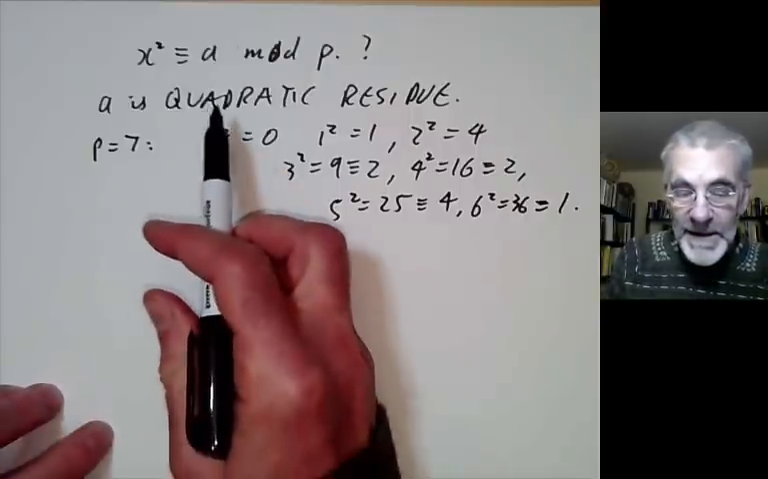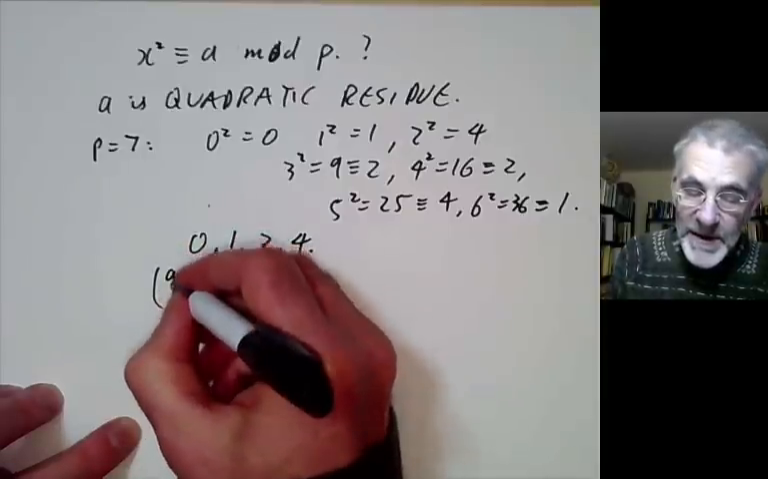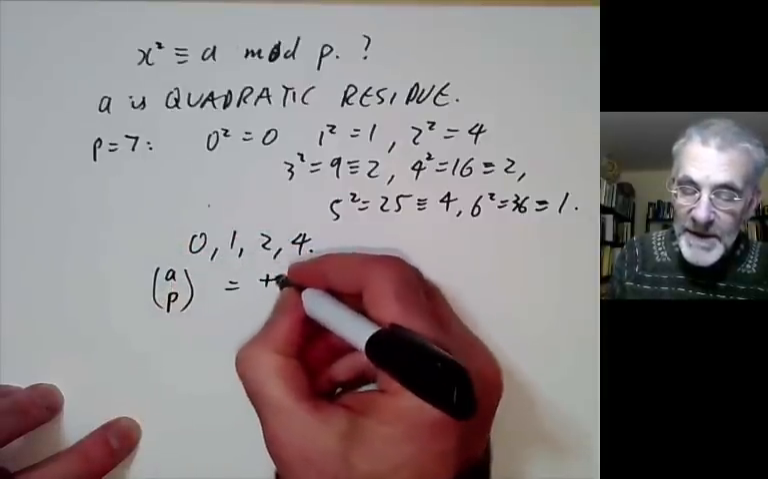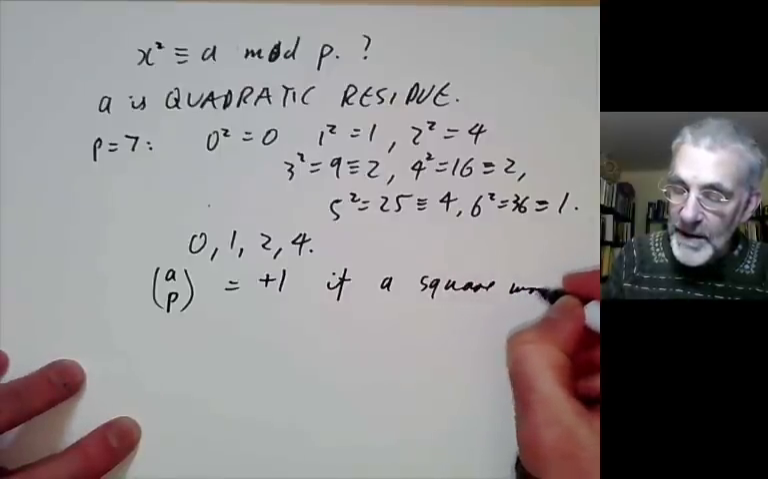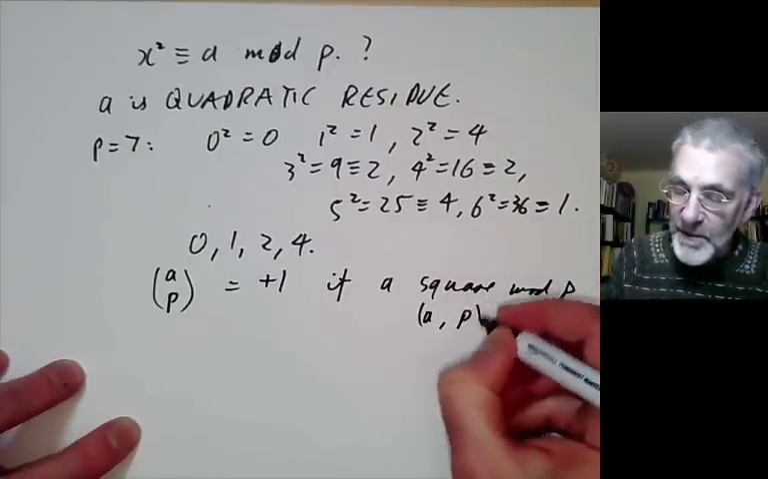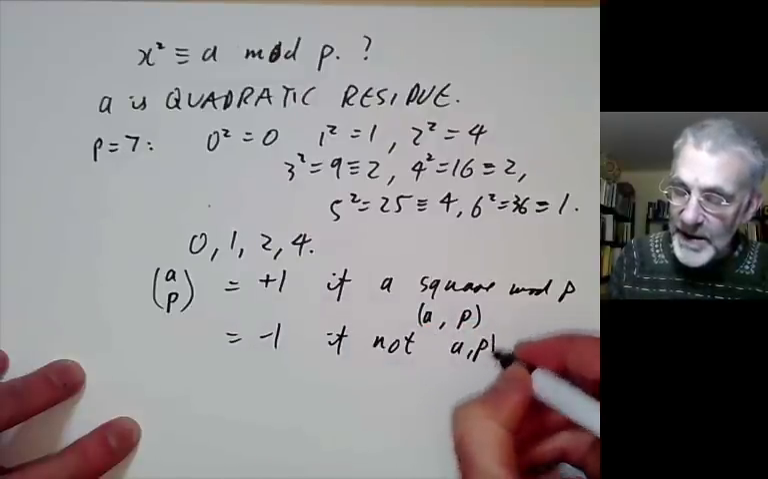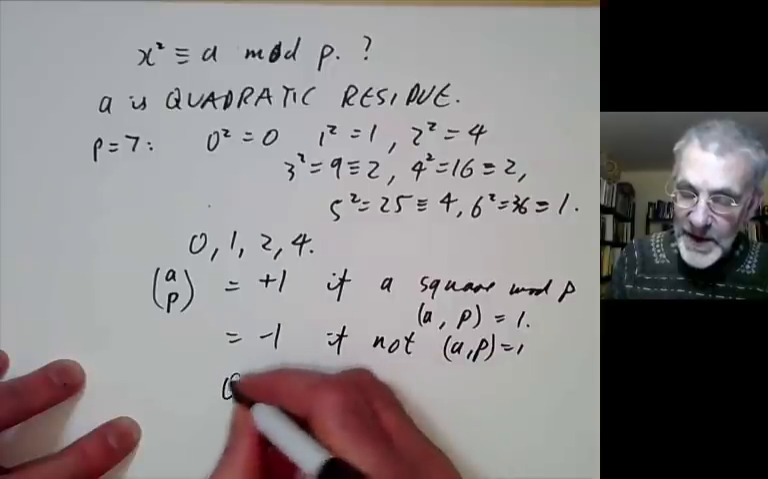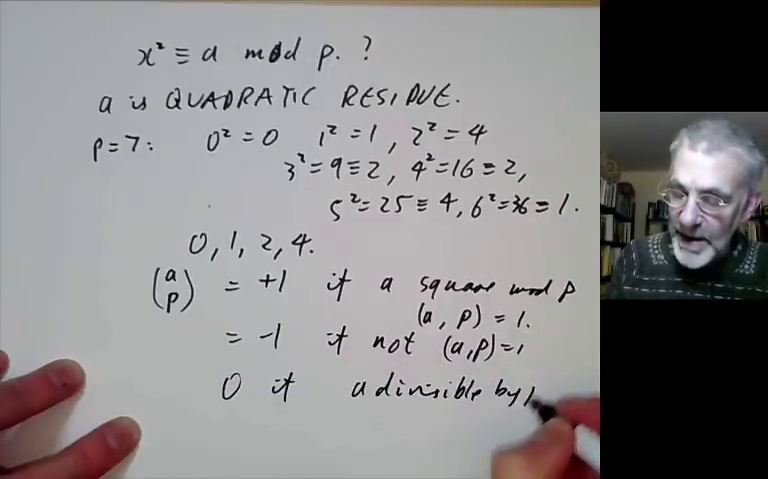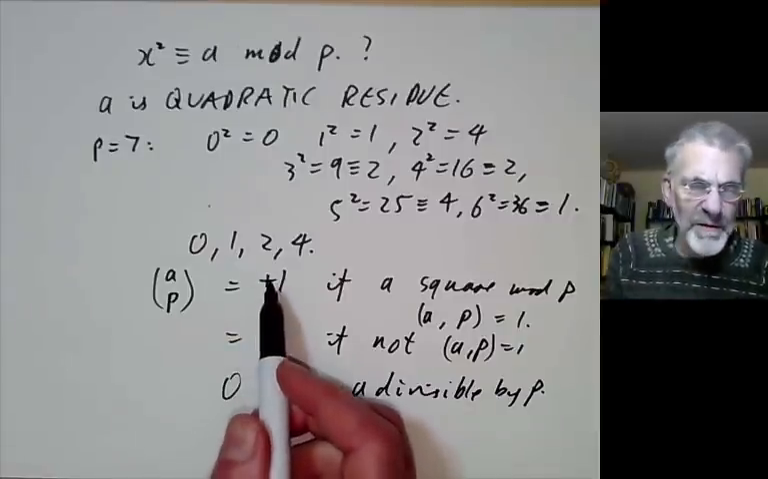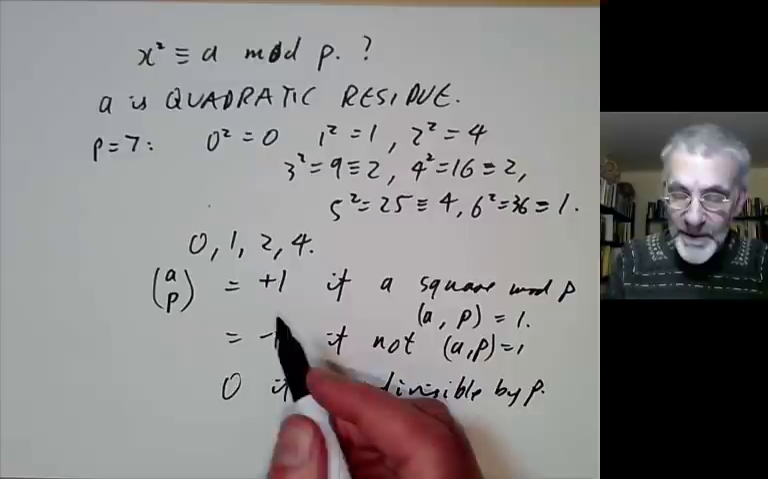And there's a useful piece of notation for this, which is the Legendre symbol, denoted (a/p), and this is defined to be plus 1 if a is a square mod p and a is coprime to p, and equal to minus 1 if not. And it's 0 if a is divisible by p. This seems to be a really rather funny sort of definition, but it turns out to be very useful.